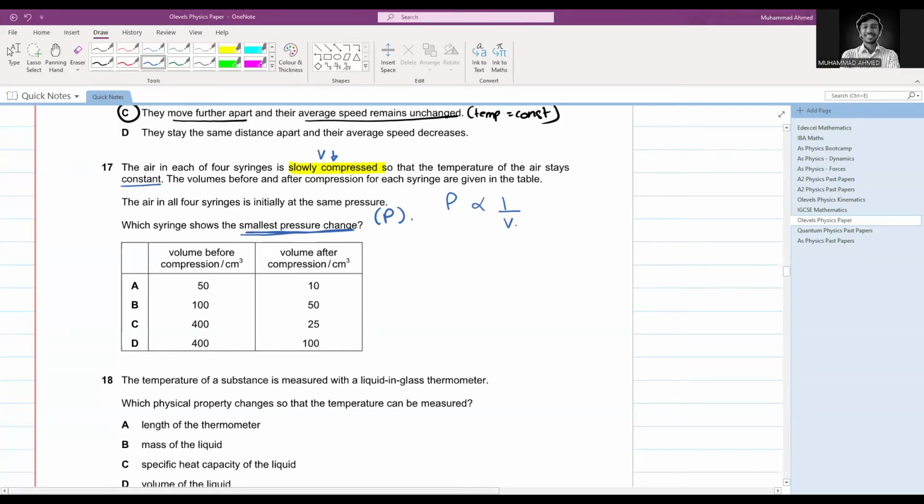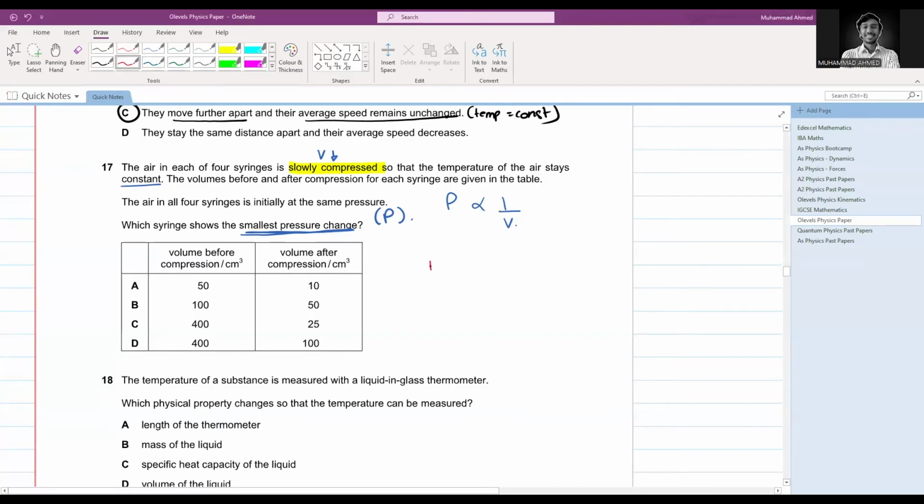So let's assume the initial pressure of all the syringes is P. Perfect. You have to see which syringe is giving the smallest pressure change. So, what do you have to do here? You have to calculate the final pressures, because you have to calculate the final pressure here first of all.